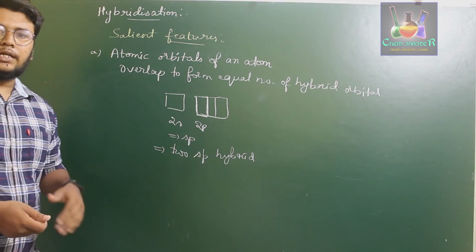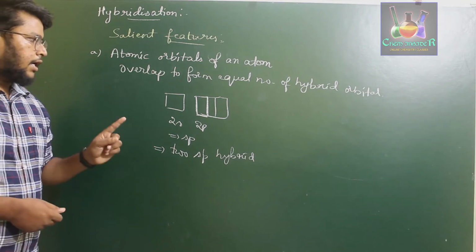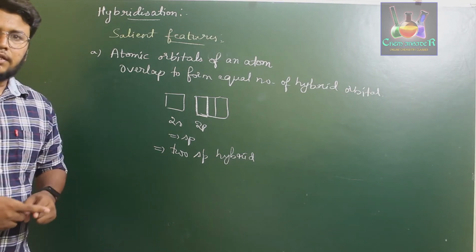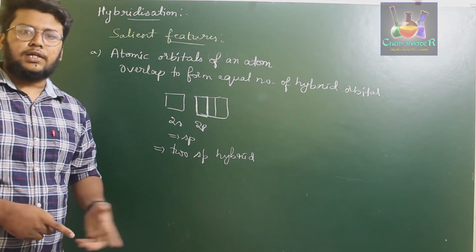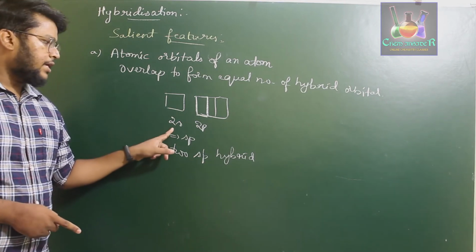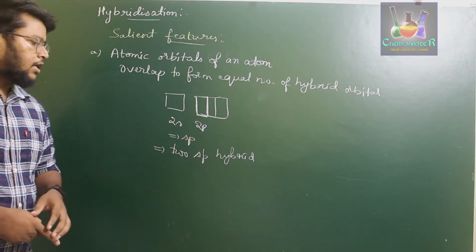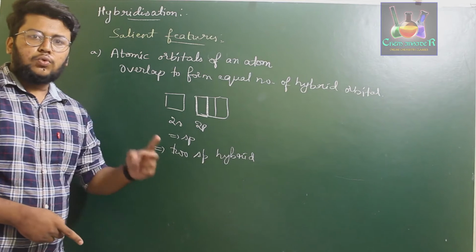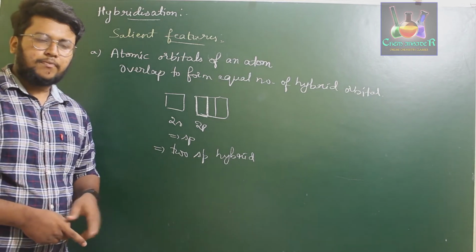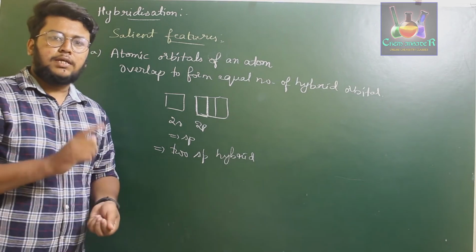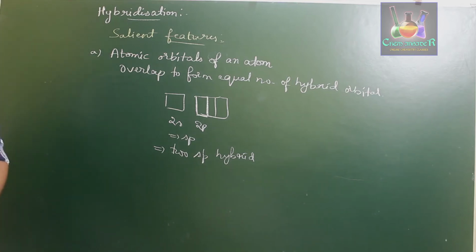atomic orbitals being hybridized. If you consider one 2s orbital and one 2p orbital being hybridized, then you will form two sp hybrid orbitals. If one 2s and one 2p orbital overlap with one another to form hybridization, it will yield two hybrid orbitals with sp hybridization, and these two sp hybrid orbitals will have equivalent energy. That is the second point.